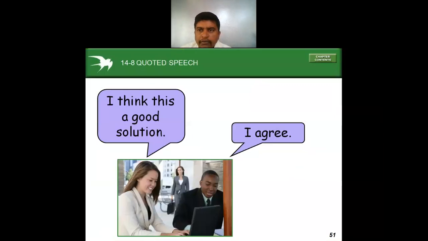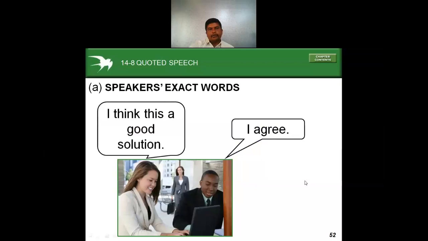Now we shall be moving towards "I think this is a good solution." "I agree. I think this is a good solution." The people who have been sitting here, she has been expressing her notions. "I agree." Speaker's exact words. "I think this is a good solution." "I agree."